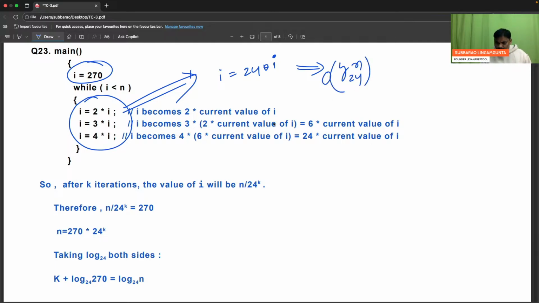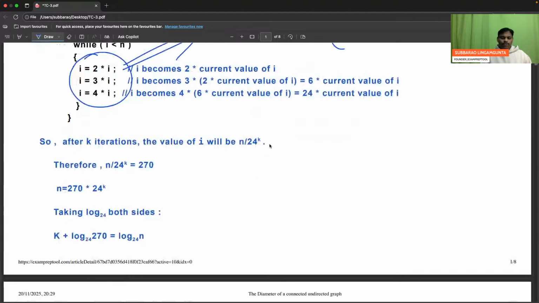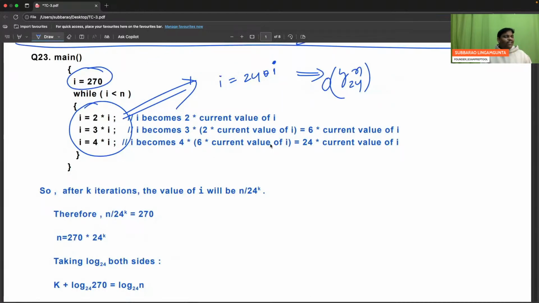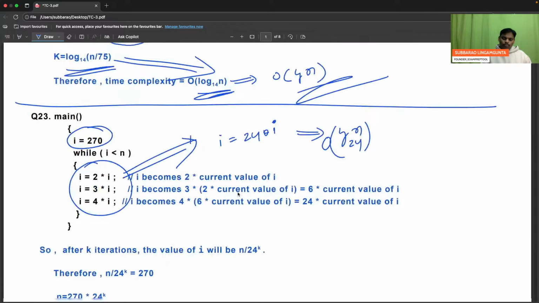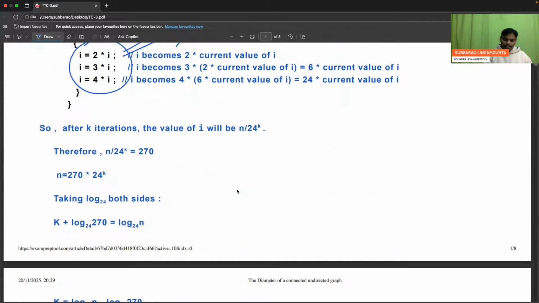If you want clarity, just go for the proof. Every time you need not do the proof. Only if really required, then do it. If you see the series, it is something like 24 power 1, 24 power 2, and so on. 24 power k will come, right? So finally log n base 24 will come. Every time proof is not required.